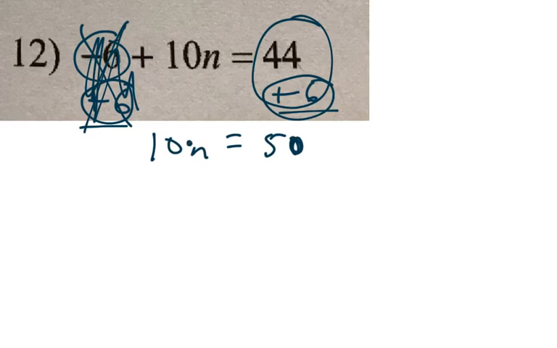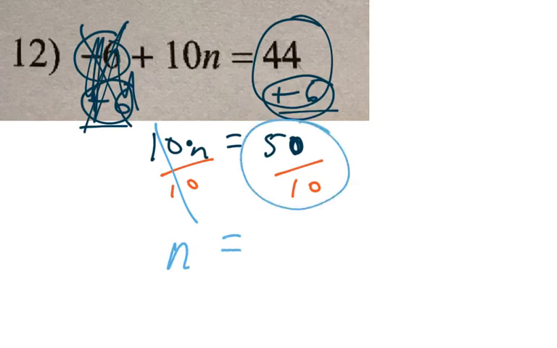Now, how do I get rid of a times 10? I divide by 10 both sides, right? Because 10 divided by 10 is 1n equal to 50 divided by 10 is 5.